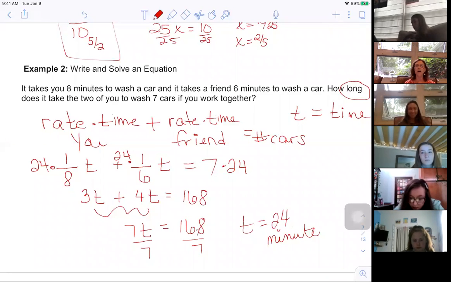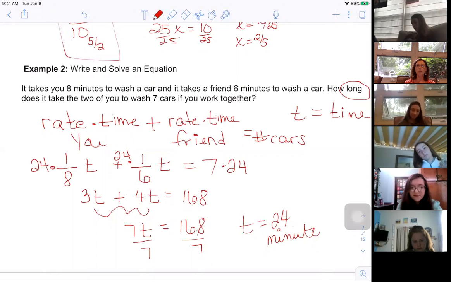Has anybody done a car wash before with maybe your sports team? No car washes? I know it's a typical thing. I feel like the band might do a car wash or maybe the cross country team. Maybe not this year. Maybe in previous years, but I don't know. 7 cars in 24 minutes. That seems super speedy. Any questions on that?